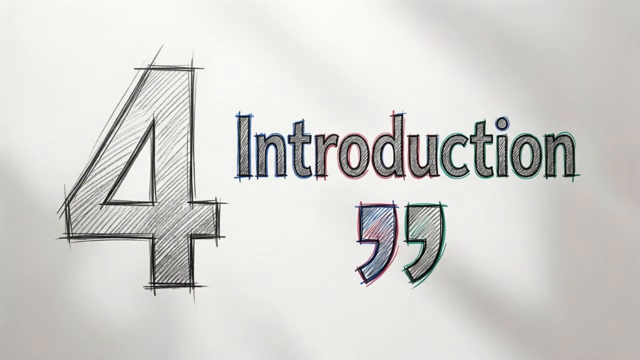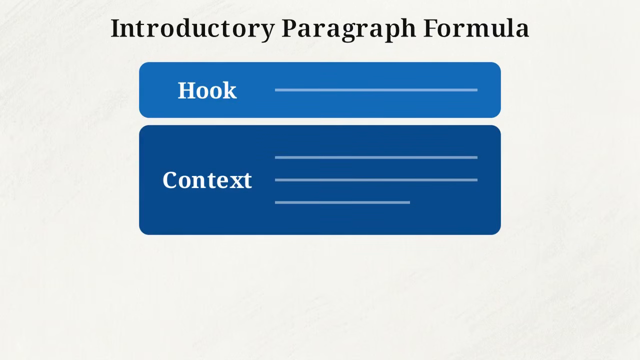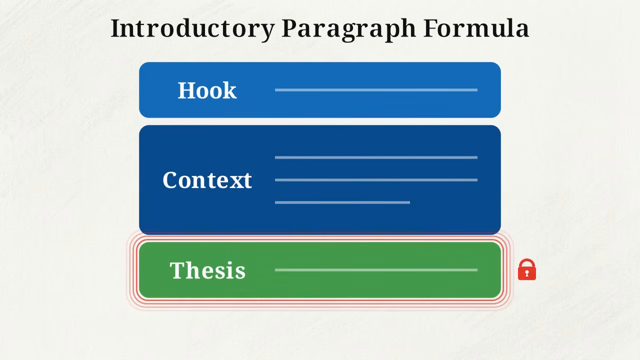Finally, step 4. Draft your introduction. Start by selecting a hook to get the reader's attention. You might share a relatable example from daily life, provide a surprising statistic from your research, or clearly define a complex key term. Build the paragraph using this formula. Start with your hook, add a few sentences of context explaining the background of your topic, and drop in your thesis. The placement is non-negotiable. It must be the very last sentence of your introductory paragraph.